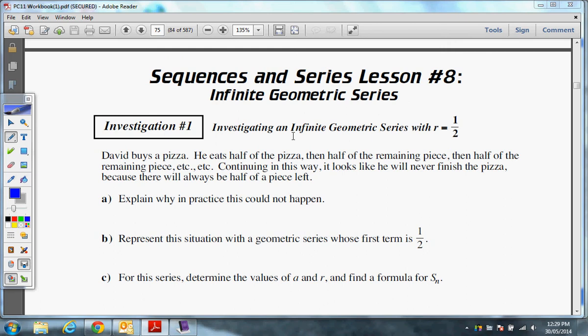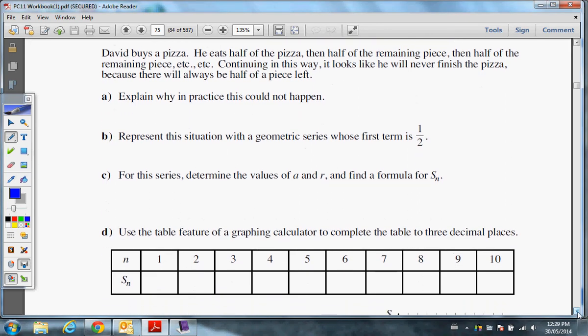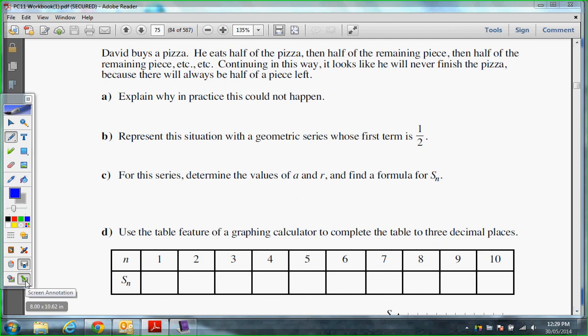Okay, so what we have here is investigating geometric series with r equals 1/2. So r, remember, that's a common ratio. We are talking about geometric still, infinite geometric. And infinite just means it goes on forever. So David buys a pizza, he eats half the pizza, then half the remaining piece, etc. Okay, continuing this way, it looks like he'll never finish the pizza because there'll always be half of that piece left. Explain why this practice could not happen.